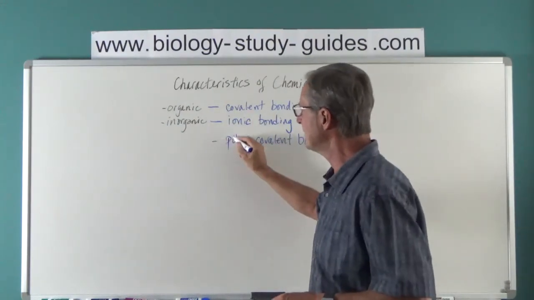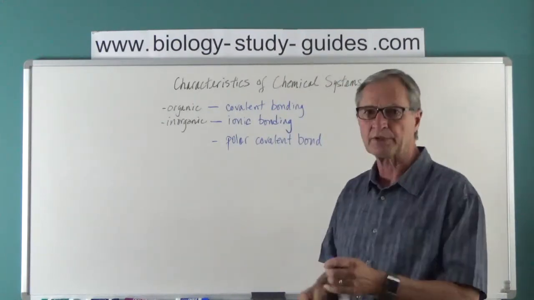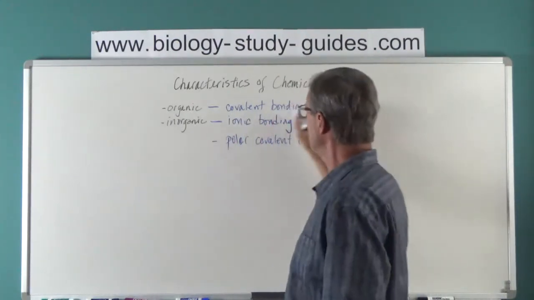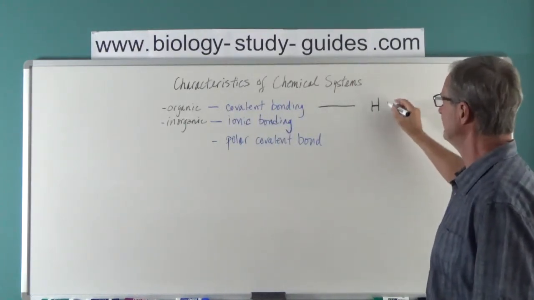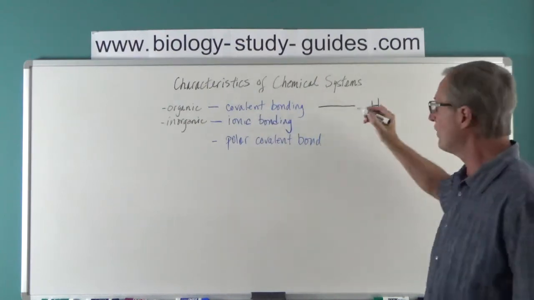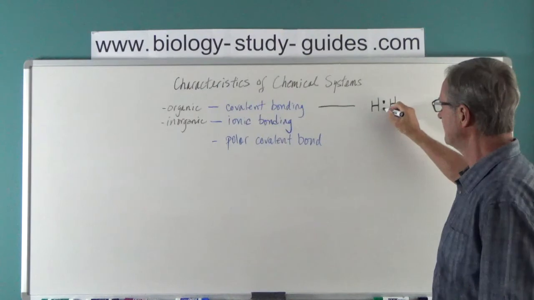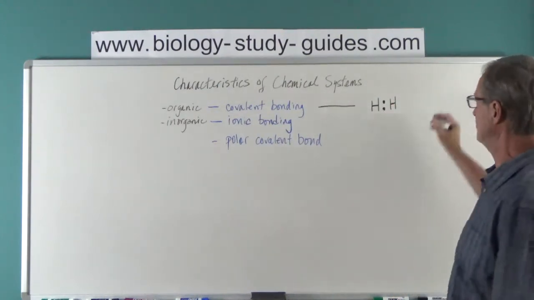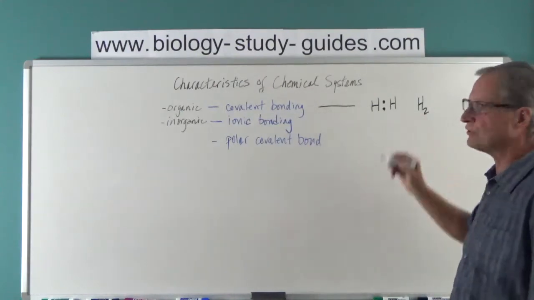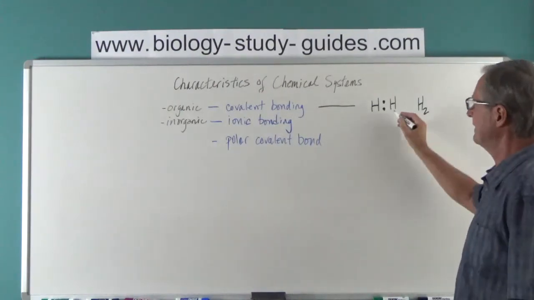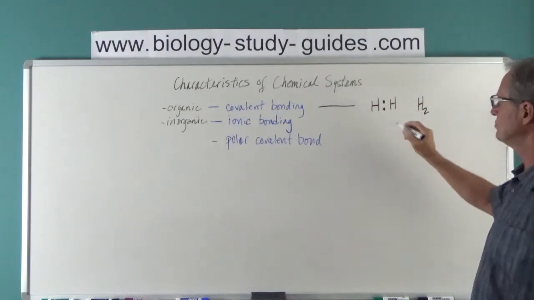Now, to understand this is really important right now. Let me use an example and see if I can help clarify it. We might have a hydrogen atom, and hydrogen's got one electron, and it shares that electron with another hydrogen atom, so we have H2. That's a covalent bond. Both atoms are exactly the same size, and they each have one electron, and that's shared. That's one way of drawing it using a dot diagram.